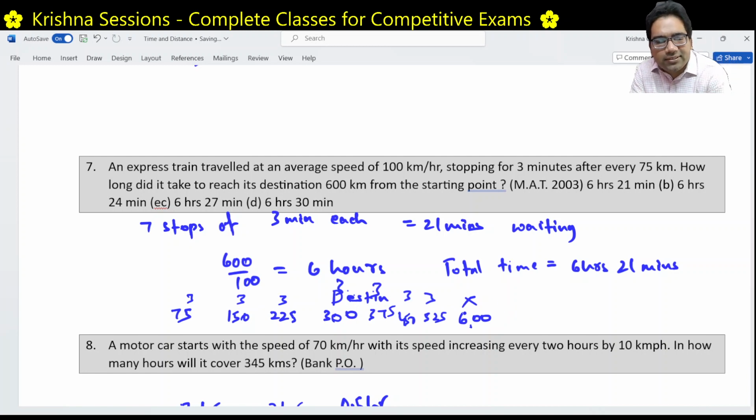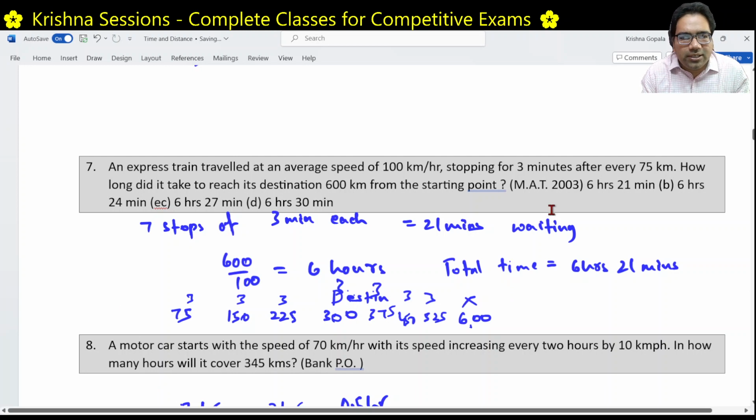is 8 minus 1. The final stop we don't need to wait. Final stop is the destination. So 7 stops, each stop waiting for 3 minutes. So 21 minutes is anyway waiting time. And then the remaining part, it is traveling at 100 kilometers per hour. So for this 600 kilometers, it will take 6 hours plus 21 minutes of waiting time. So 6 hours 21 minutes is the total time.